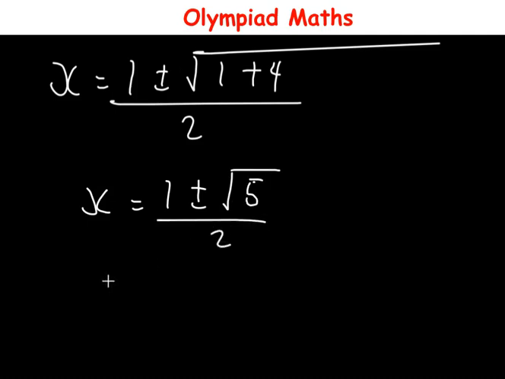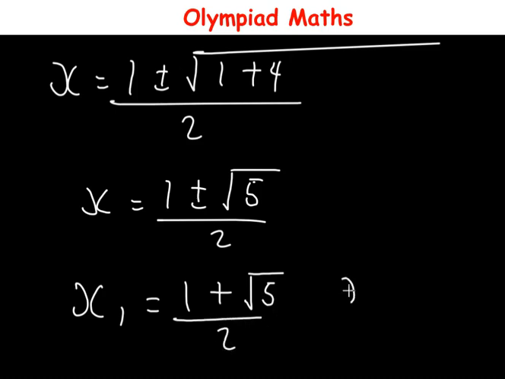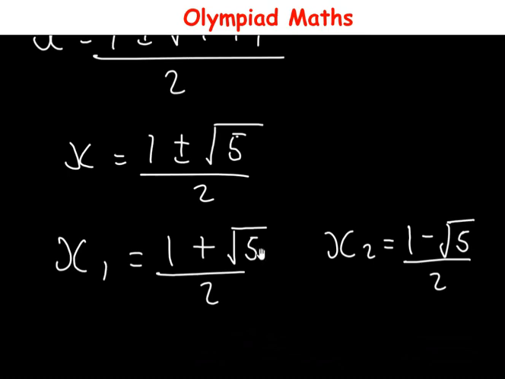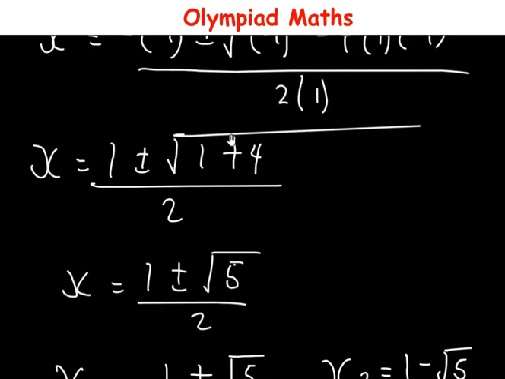From here, we have the value of x1, which equals (1 + √5)/2, and the value of x2 is equal to (1 − √5)/2. So with this, we've gotten the value of x, but don't forget that we still need to solve for the value of t.